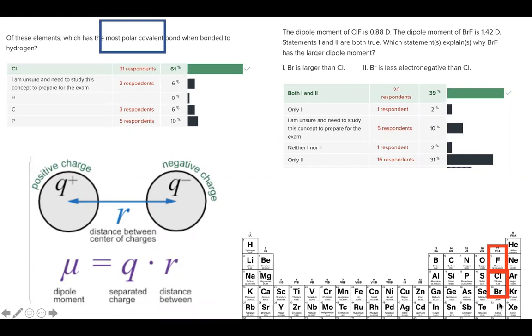Because bromine is larger, the charges are farther apart from each other. Yep, that's a factor that contributes to the dipole moment. I also have a greater difference in electronegativity between bromine and fluorine. That makes the charges even more partially positive and partially negative. That's how both of these are contributing. Again, it's not a calculation, but it's understanding the factors that lead to the dipole moment.